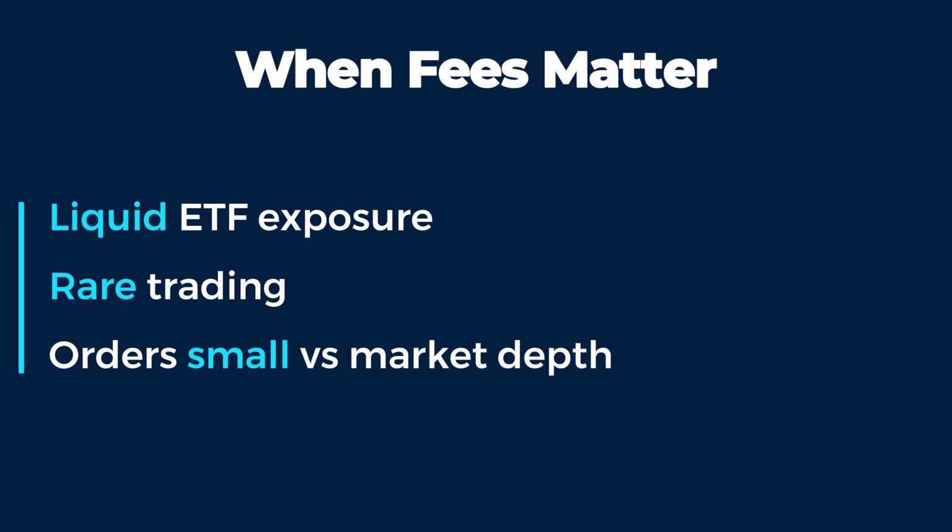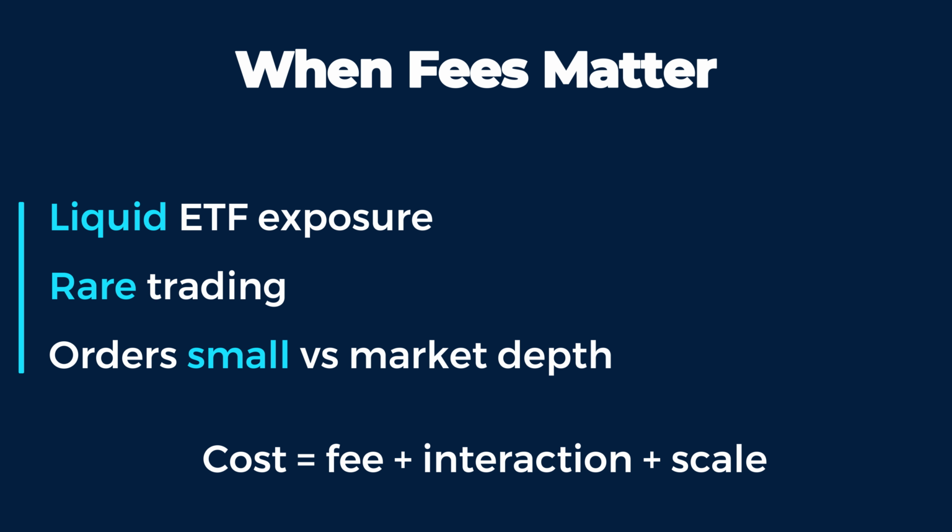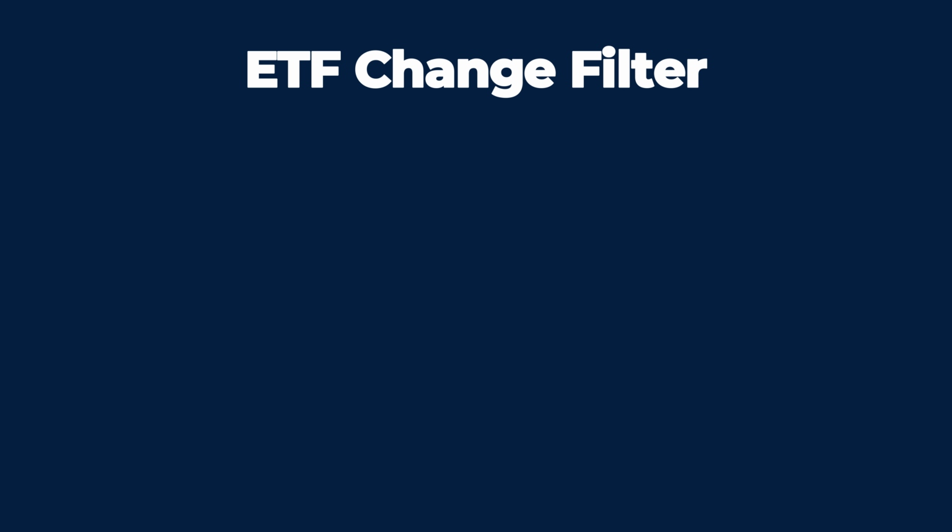If you need a specific exposure and only a few products deliver it, then the decision is about liquidity and tracking quality first. The stabilizing rule is simple. Do not treat the expense ratio as a signal to rotate. Treat it as one input in a cost function that includes interaction and scale. Apply this filter. It's designed to produce a yes or no outcome.